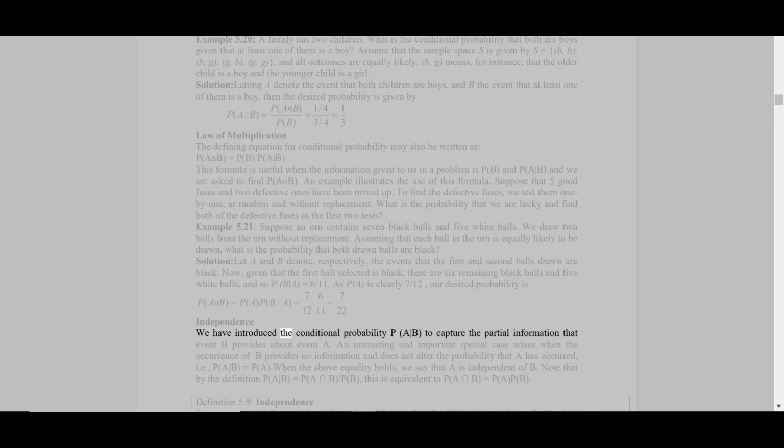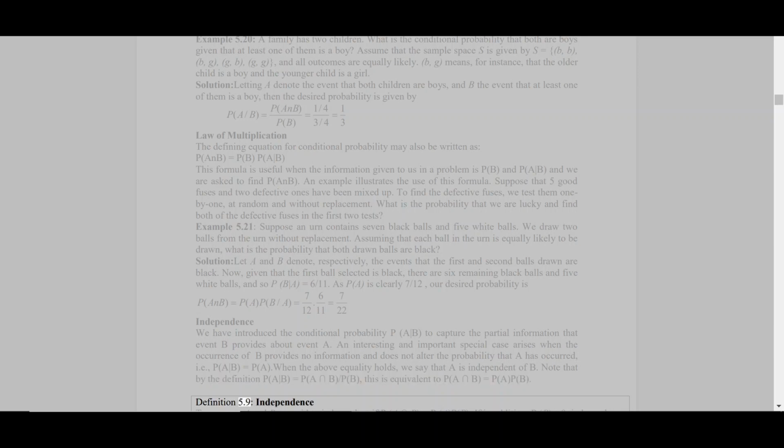Independence. We have introduced the conditional probability P(A|B) to capture the partial information that event B provides about event A. An interesting and important special case arises when the occurrence of B provides no information and does not alter the probability that A has occurred, i.e., P(A|B) equals P(A). When the above equality holds, we say that A is independent of B. Note that by the definition P(A|B) = P(A∩B)/P(B), this is equivalent to P(A∩B) = P(A)P(B).